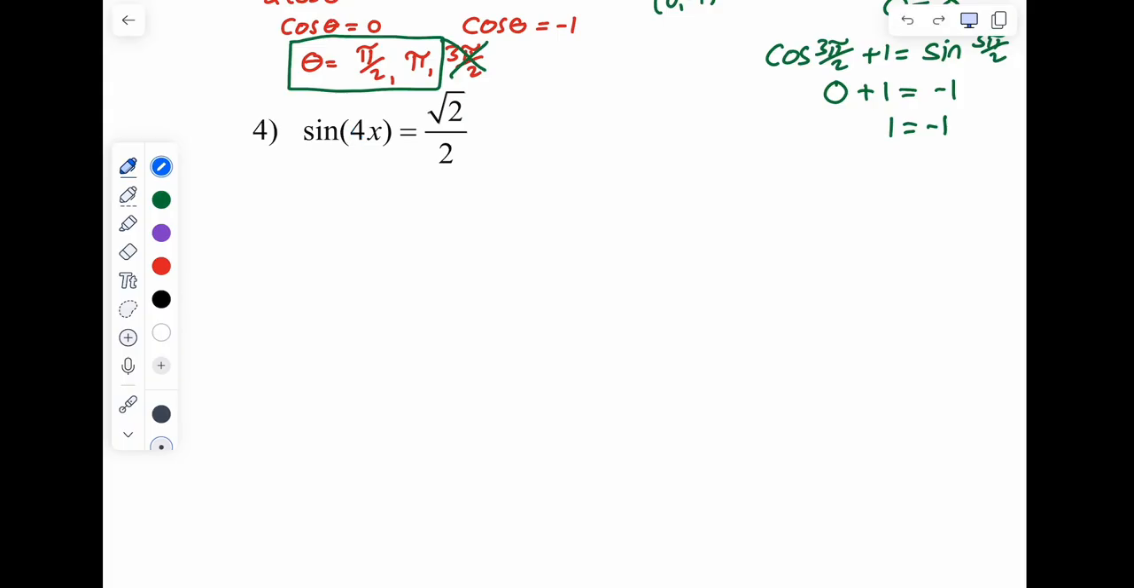And if you remember before, we would do the thing with the n's, and you might say, okay, well, then just take 4x, set it equal to pi over 4, divide by 4, and get pi over 16. And pi over 16 is one of the answers, but it's not that easy. Okay. So, draw a circle. Let's find where sine is root 2 over 2. It's at pi over 4 and 3 pi over 4.